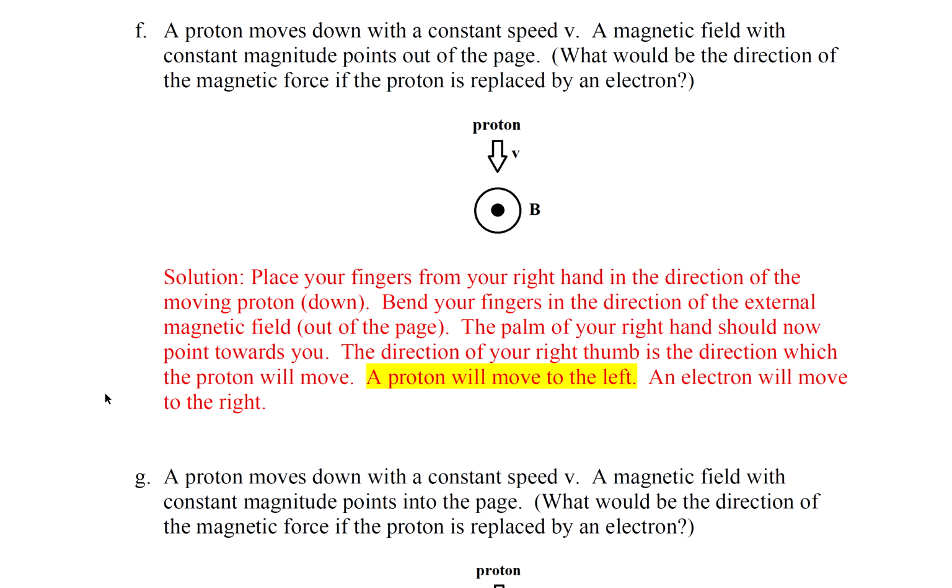Part F, a proton moves down with a constant speed v. So the fingers of your right hand point down. Your fingers are going to bend towards you, and your thumb is to the left. So this proton is going to move in a circle towards the left.